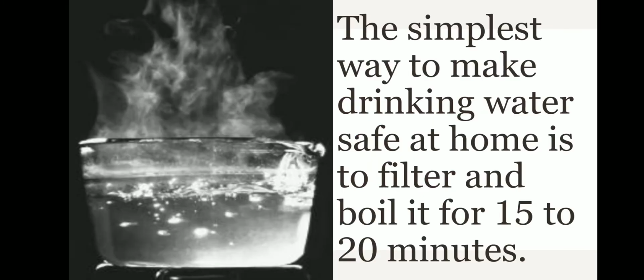The simplest way to make drinking water safe at home is to filter and boil it for 15 to 20 minutes. I told you that the best way and the simplest way to make drinking water safe at home is to boil the water for 15 to 20 minutes.